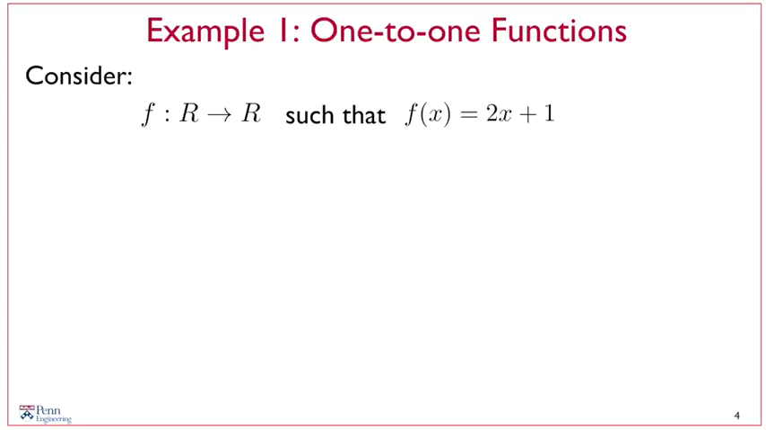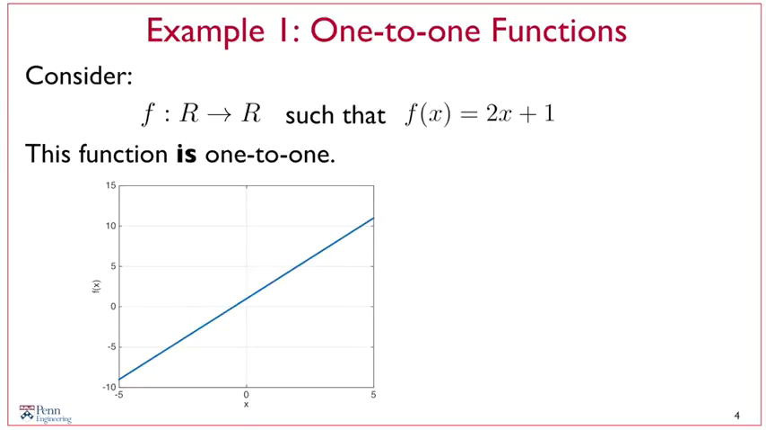Consider the function f of x equals 2x plus 1, whose domain and codomain are both the entire space of real numbers R. This function is one-to-one. No two values of x will result in the same output. We can see this by observing the graph of the function.